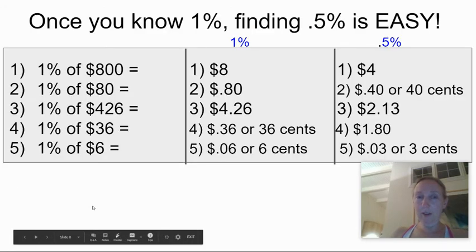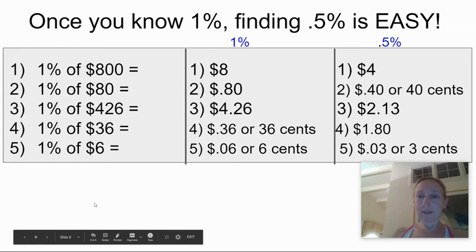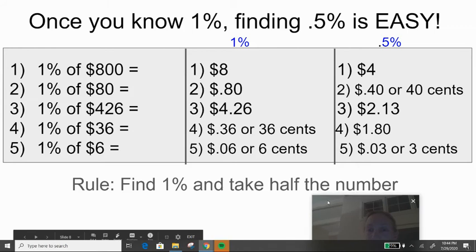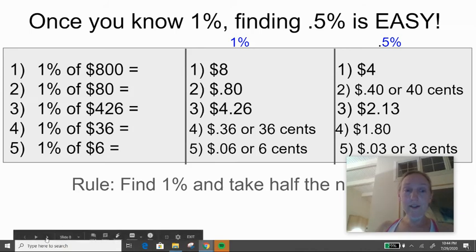Go ahead and hit pause. After you study the chart, see if you can come up with a rule for finding half of 1%. Did you get it? Find 1% and take half the number. It's so easy. Don't you just wish all math was this easy?